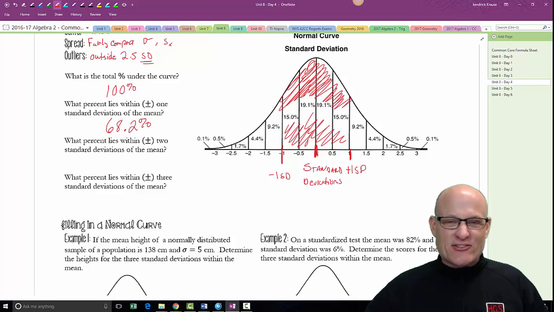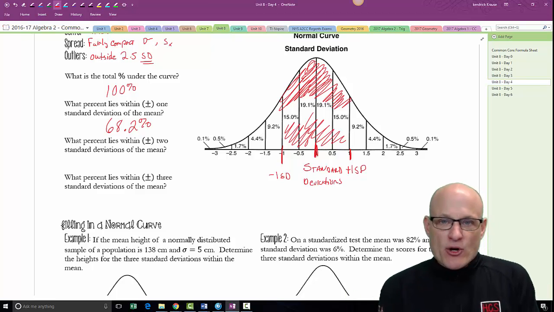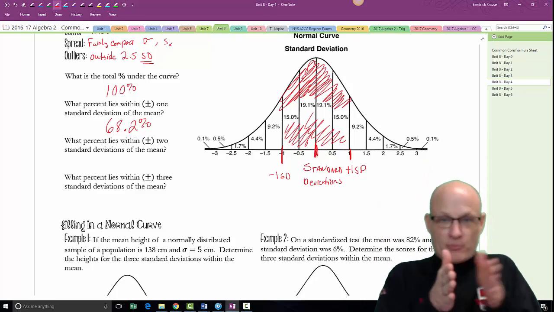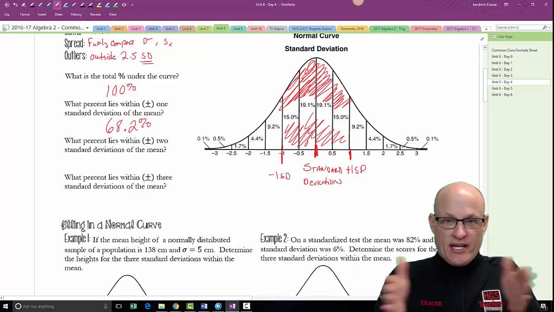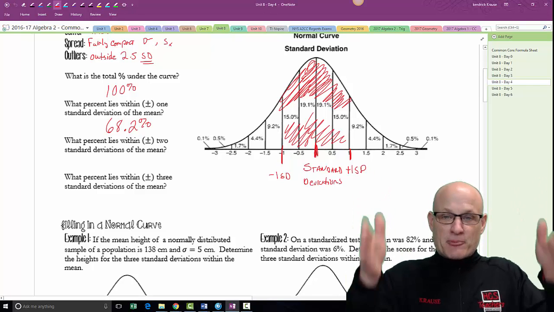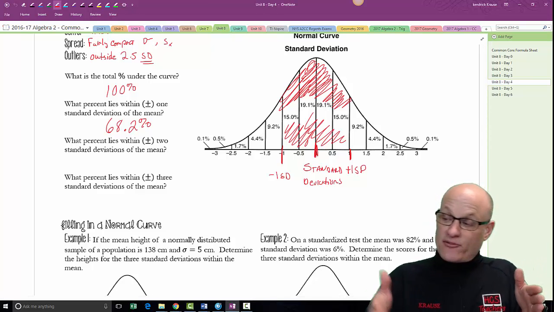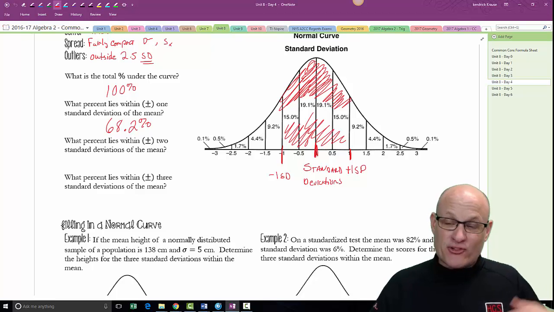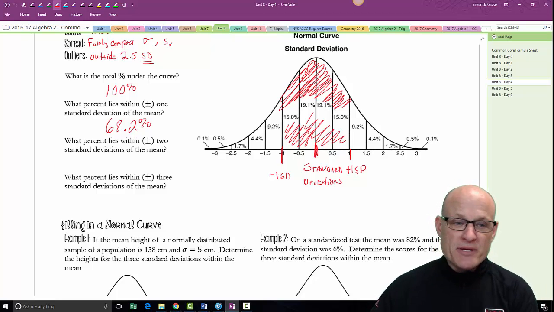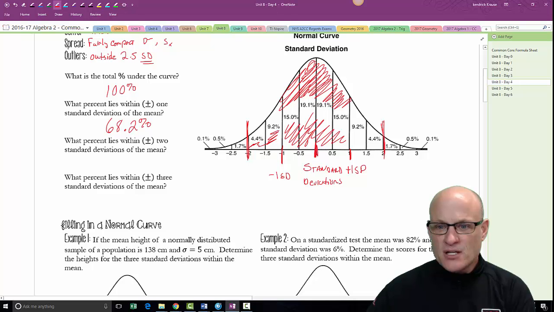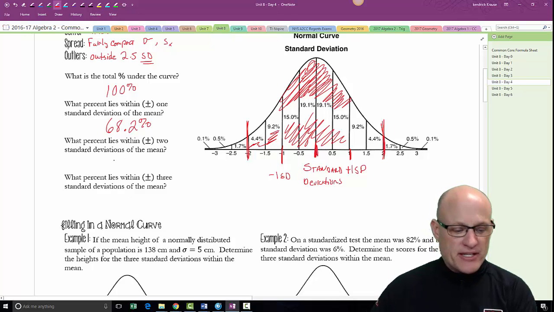So let's say I had test scores in my class and they were normally distributed. If I found the mean, or the average, and I go up 1 standard deviation or down 1 standard deviation, about 68% of the kids would fall in that range. Then you'd have some above that and some below that, but about 68% of all students would be in that range. If I went out another standard deviation, so I went out to 2 standard deviations, I'm going to add a little bit more, I'd be up to 95.4%.